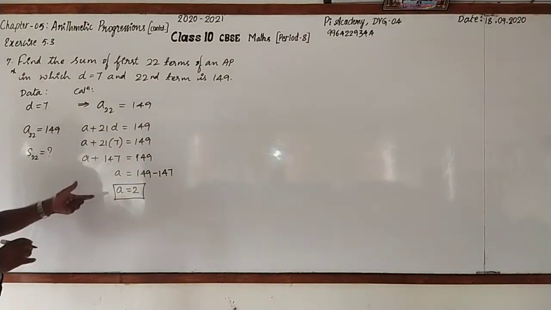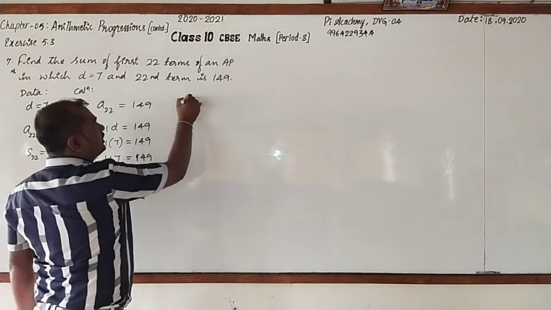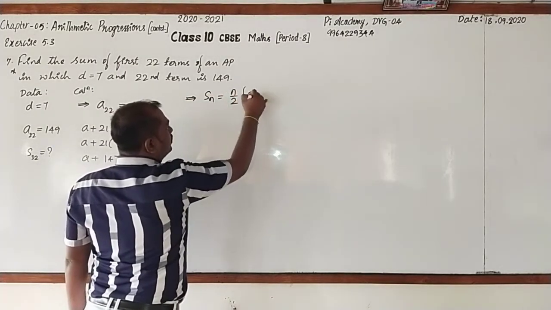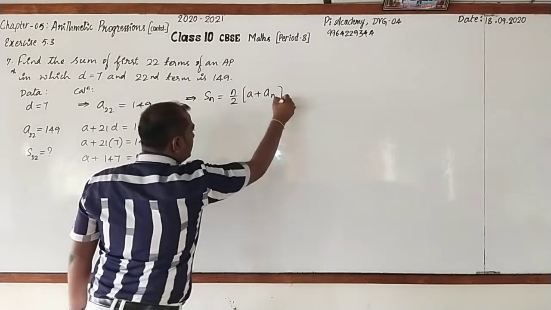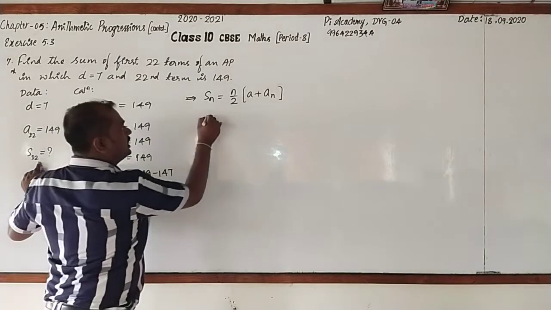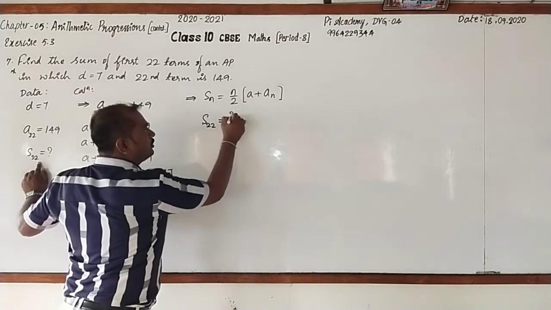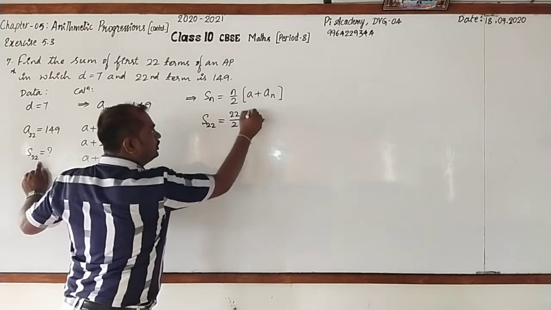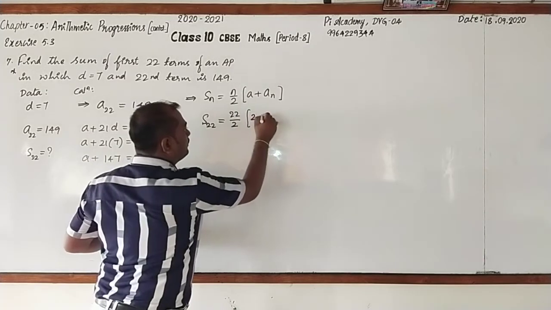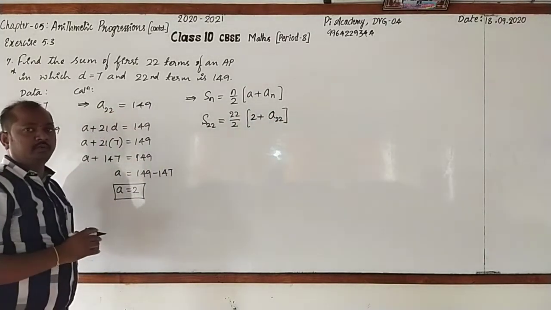Got it? Next, we should find out S22. Here I'll write. We all know that Sn is equal to n by 2 into a plus an. Substitute the terms. Sn here is S22. In place of n, we should write 22. 22 by 2 into a, which we have just found out, it is 2, plus an, that is a22. Hope that you have understood.